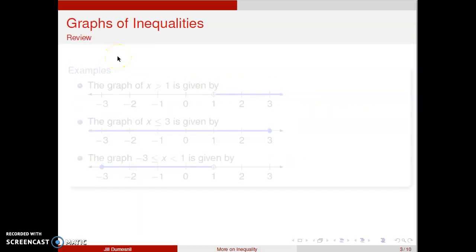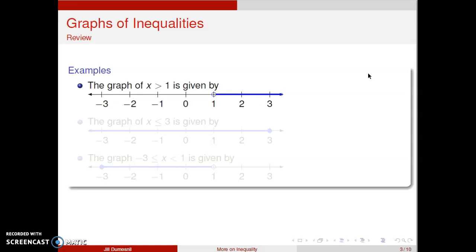Now let's review how to graph inequalities on a number line by considering a few examples. The graph of the inequality x greater than 1 is given by shading on a number line those values that satisfy the inequality. We use an open circle at 1 to indicate that this value is not included, then color or shade all values above or to the right of 1 on the number line.